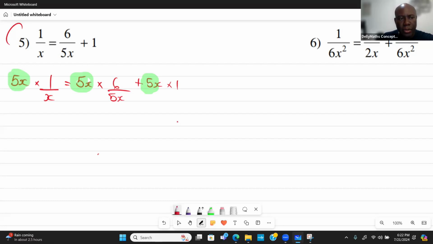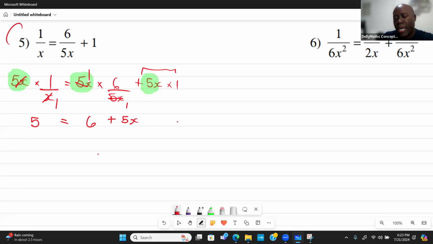Let's cancel. Getting rid of the denominator is of importance when we're doing our rational equation. So x into itself is 1, cancel there. So 5 times 1 will give us a 5. How about my equal sign? On the right side, 5x will cancel itself 1 time, leaving me with 6. And then 5x times 1, there's nothing to cancel here. So 5x times 1 is just a 5x.